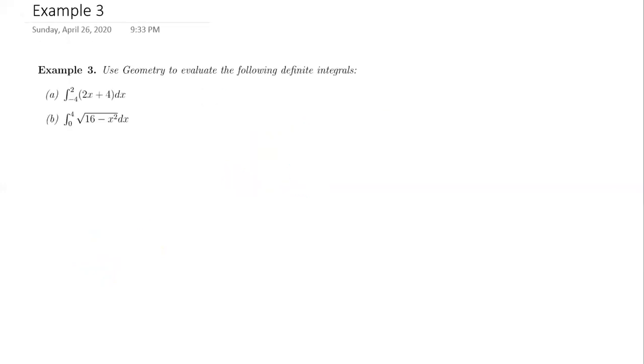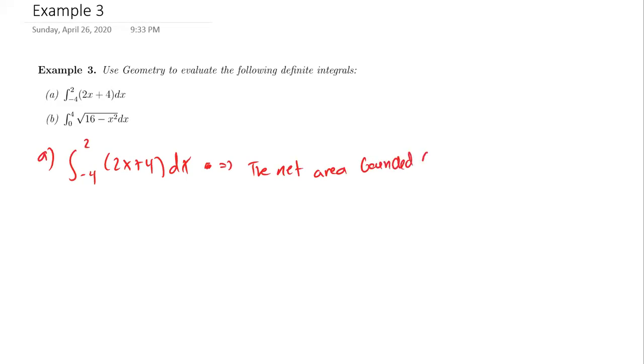Now in this video, we're going to use a little bit of geometry to evaluate definite integrals. For example, let's look at part A. We want to find the definite integral from -4 to 2 of 2x plus 4 dx. By definition, this is the same as the net area bounded by f of x and the x-axis on the interval -4 to 2.